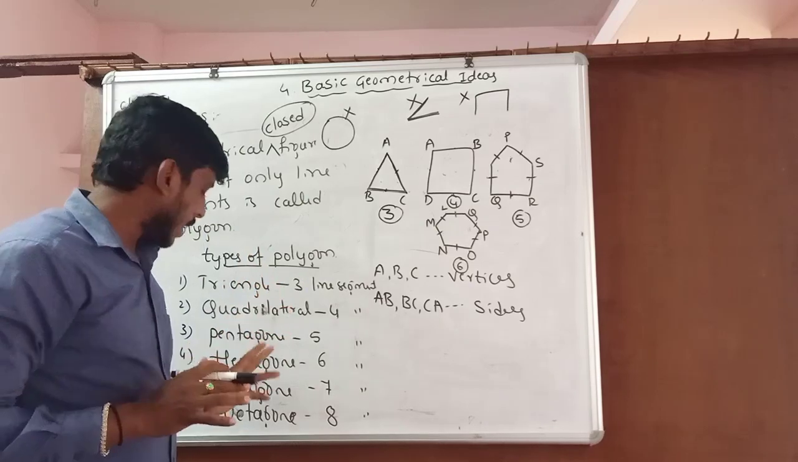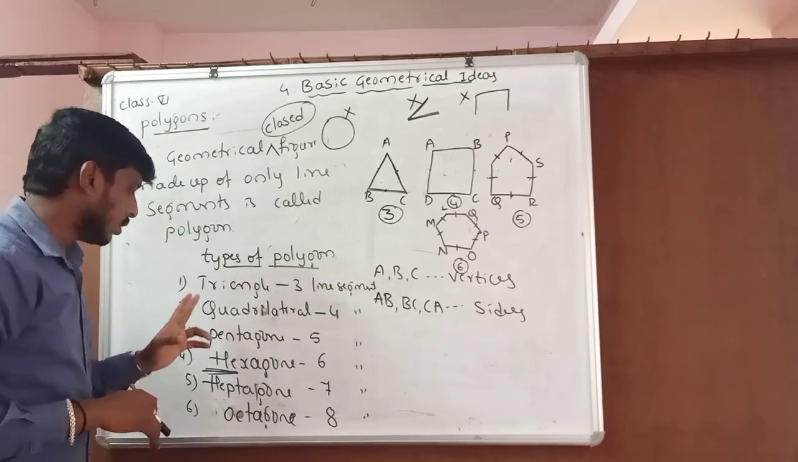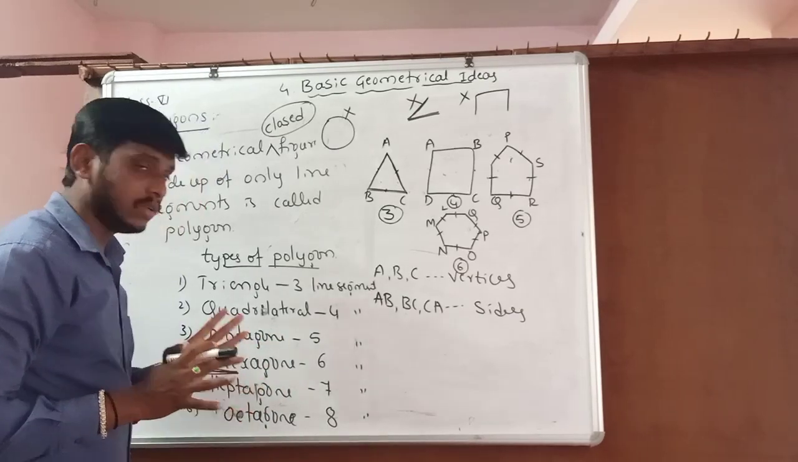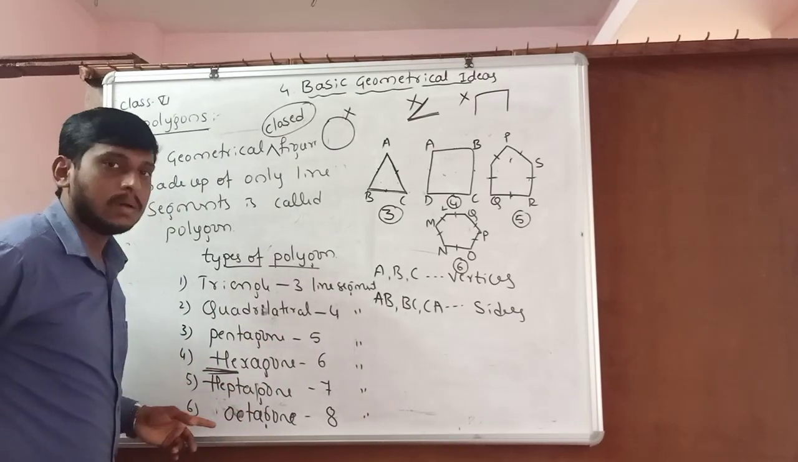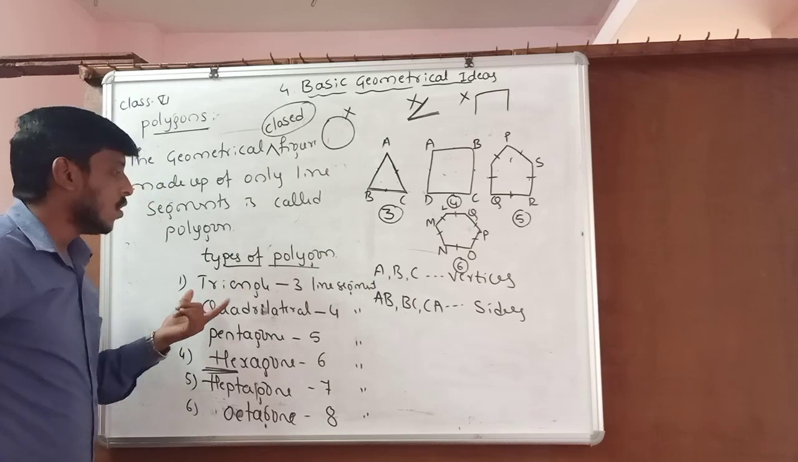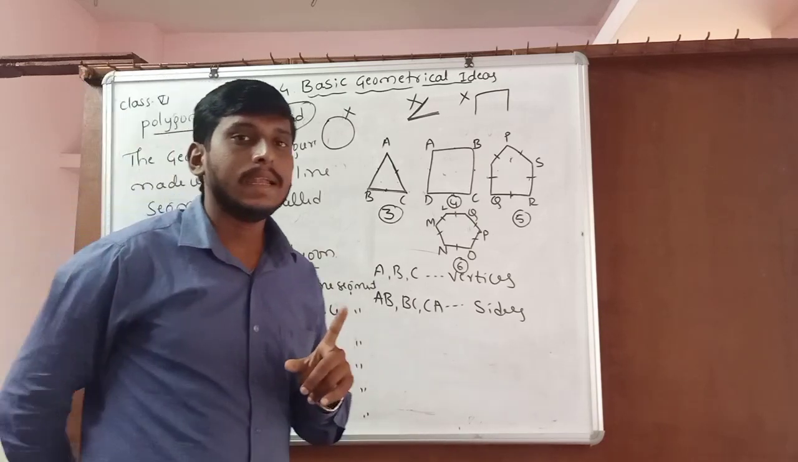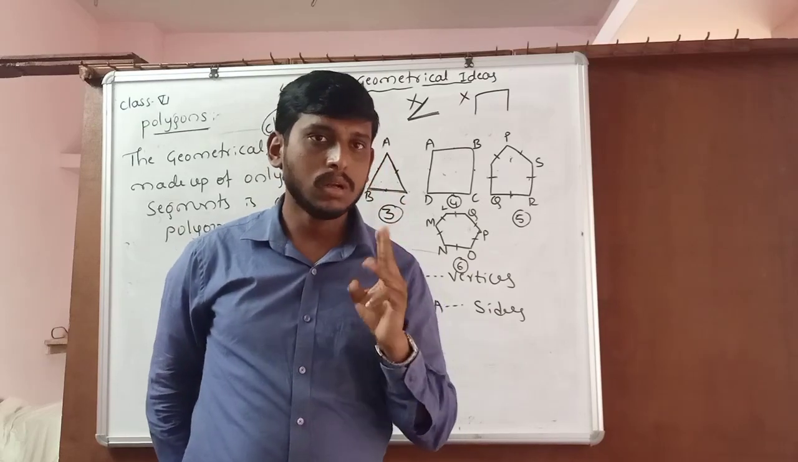In polygon there are 6 types. There are 2 more, but it is not necessary to study them for your class. So now we discussed up to 6. What is the first type? Triangle. What do you mean by triangle? A polygon containing 3 line segments is called a triangle.